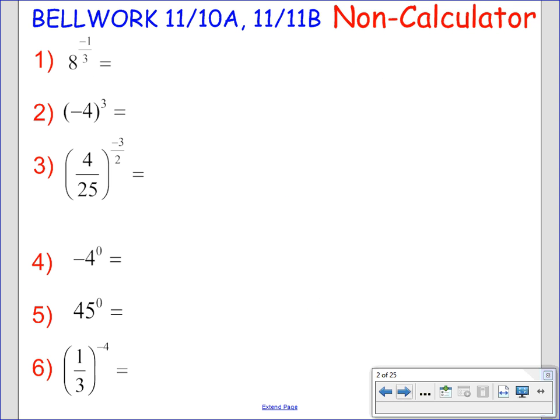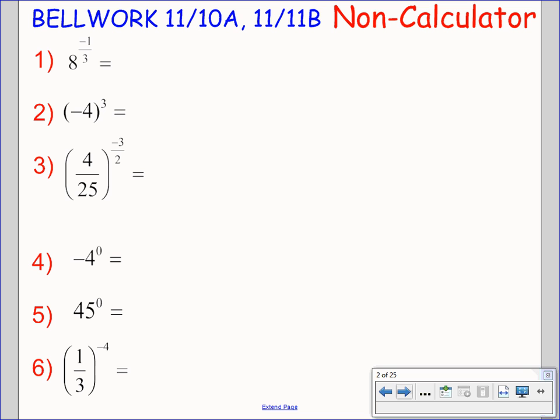Last class we defined fractional exponents, right? X to the 1 over n is defined to be the nth root of x, and we can simplify those expressions by using our knowledge of nth powers. So let's go ahead and take a look at the first one. 8 to the negative 1/3.